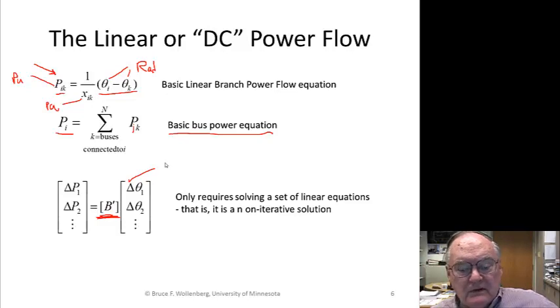So it's very, very popular to use this. We'll see that it becomes very popular in security analysis, where we need very fast solutions. Being linear, I can do all kinds of things with superposition and things that I can't with an AC power flow. And it is very widely used. It's very widely used in optimal power flow as well.